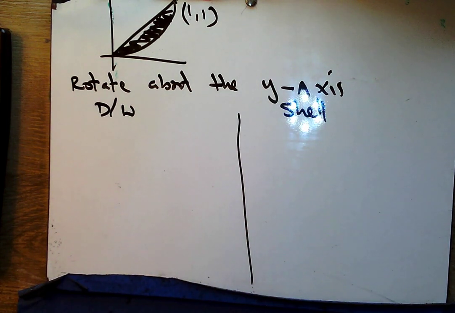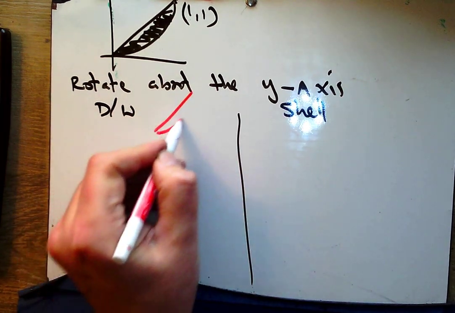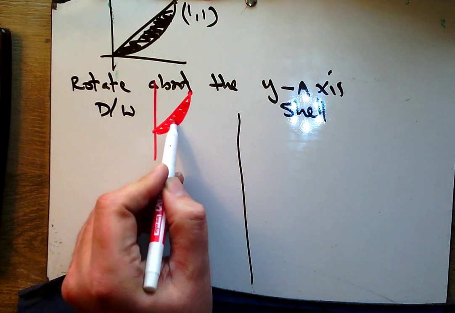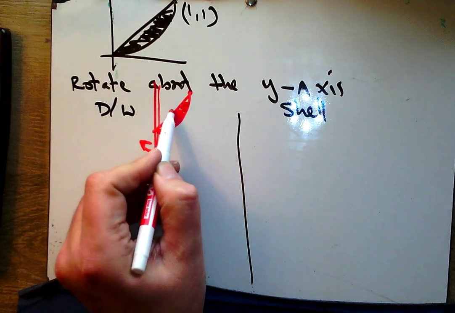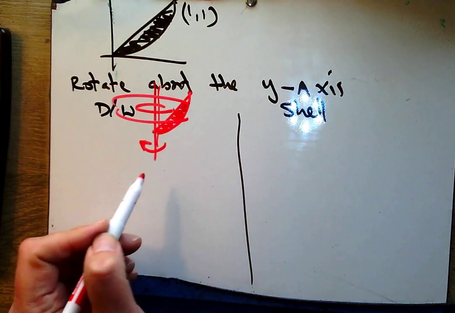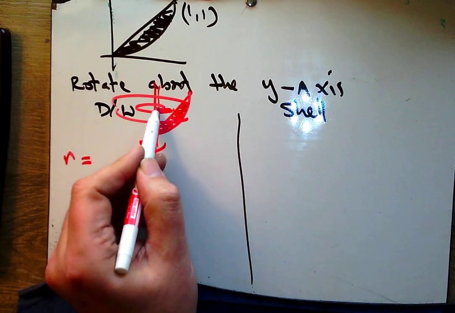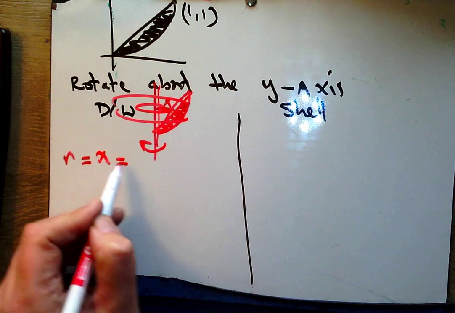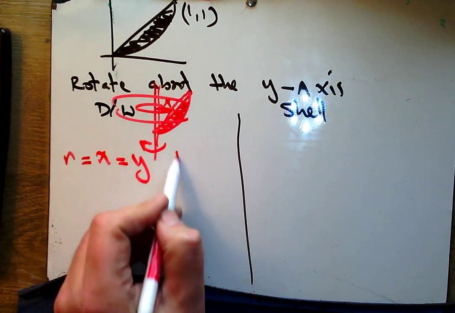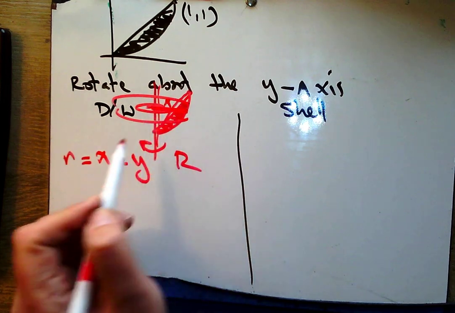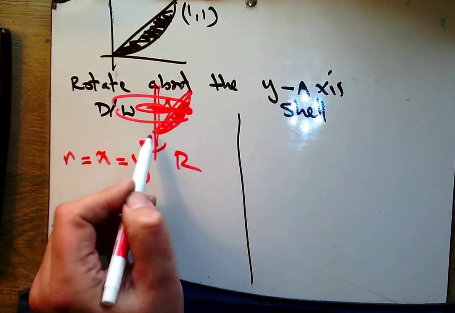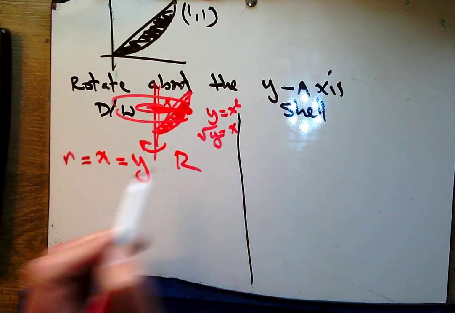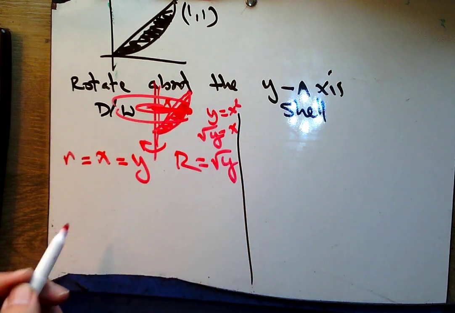Hey everyone, welcome back. So if I have this region and I'm rotating around the y-axis, there is a gap between the region and the axis of rotation. So I know that I'm going to have a washer. Little r is this x value. It's the x value that goes with that line. So that's the line y equals x. Big R is this x value. It's the x value that goes with y equals x squared. And so x is square root of y. So big R is square root of y.